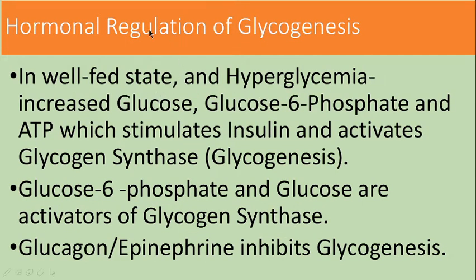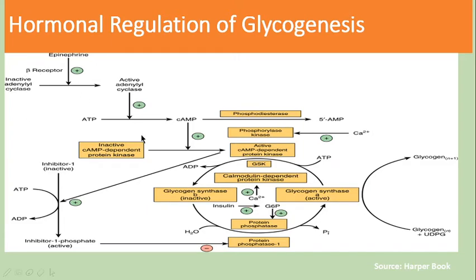And in the hormonal regulation of glycogenesis, that is in the well-fed state and in the hyperglycemic state, we can find increased levels of glucose, glucose 6-phosphate and ATP, which will trigger the secretion of insulin. Insulin in turn will activate the enzyme glycogen synthase, triggering glycogenesis. So glucose 6-phosphate and glucose are activators of glycogen synthase, whereas glucagon and epinephrine will inhibit glycogenesis. So this is the hormonal regulation.